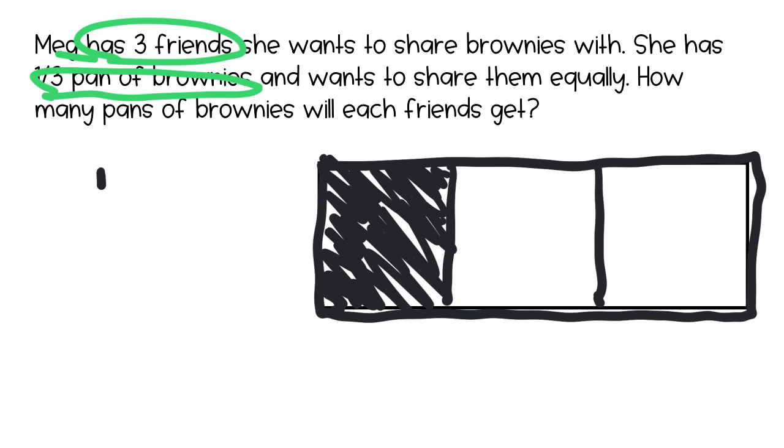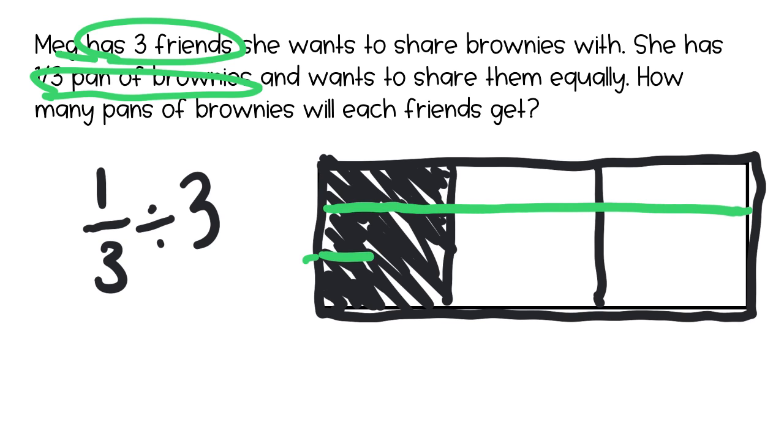So what we're doing is we're taking 1/3 and we are dividing it into 3. We have our 1/3 laid out. Now let's divide it up into 3. I'm going to go this way. 1, 2, 3 thirds.